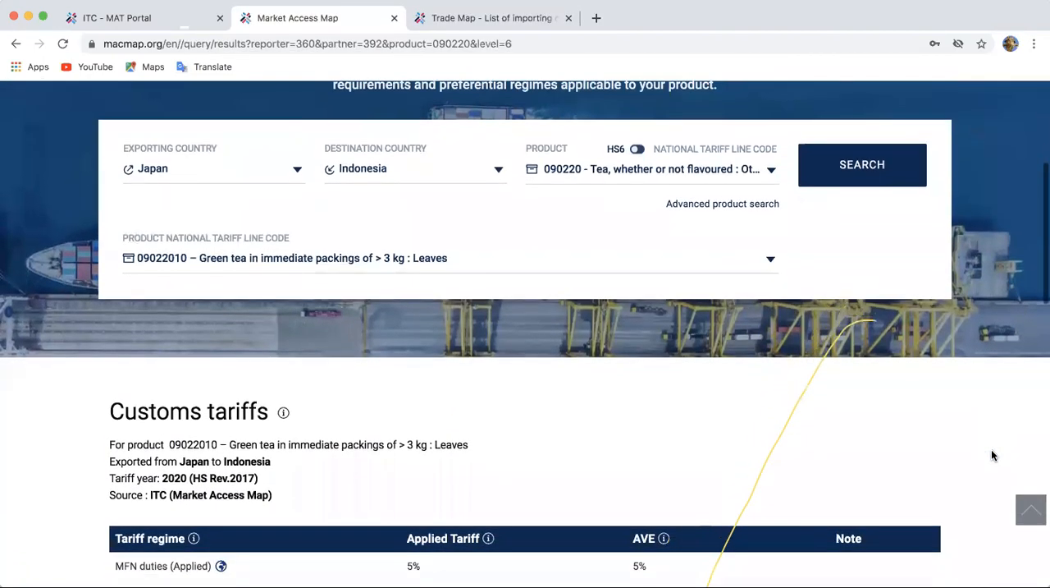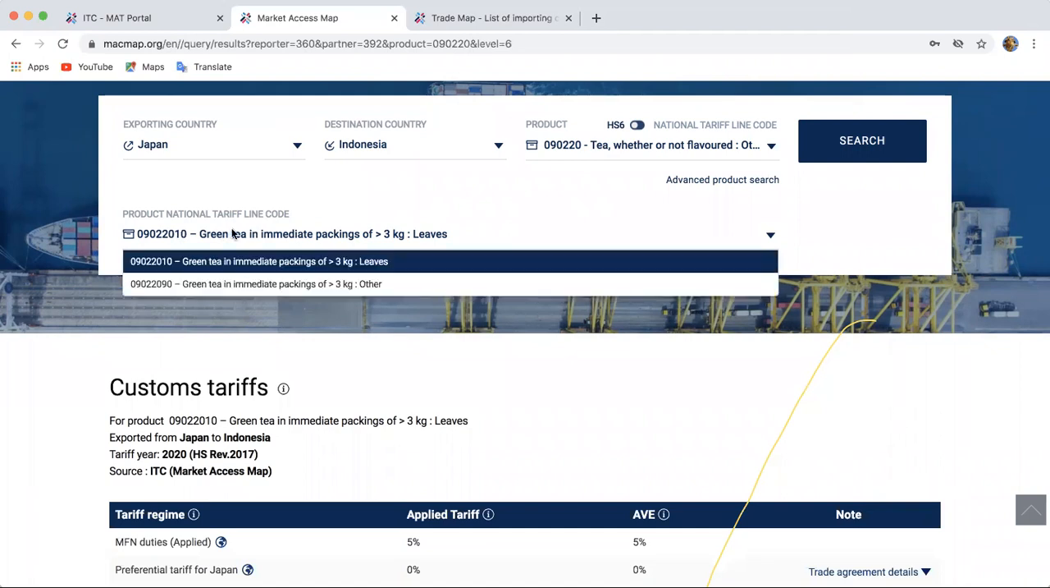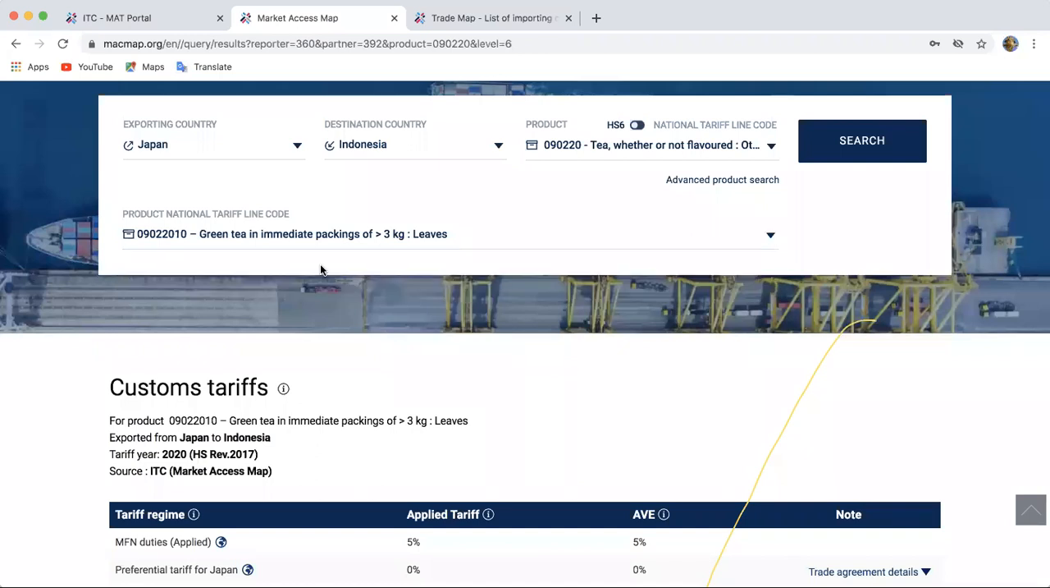So the first things first, it gives you already the product national tariff line code. So this is an example of a code that has more than 6 digits. So this is always related to the destination country. This is the definition of Indonesia for green tea. And Indonesia makes a differentiation between green tea leaves or other, and it gives a different code to it. So it's important for you to know, okay, these are definitions of Indonesia. I'm a Japanese exporter of green tea leaves, so I can export under the conditions for this code.